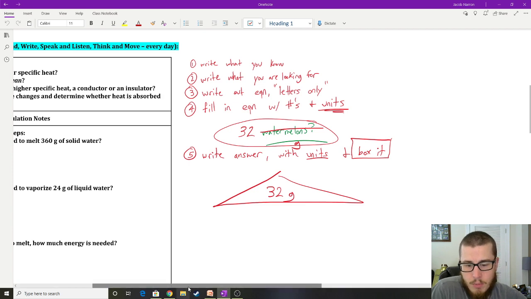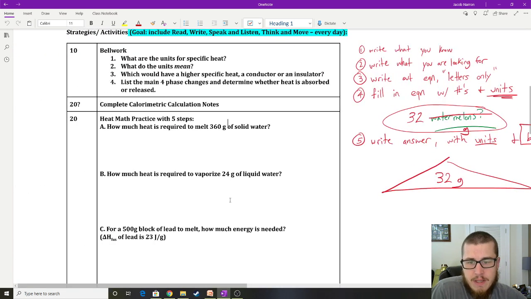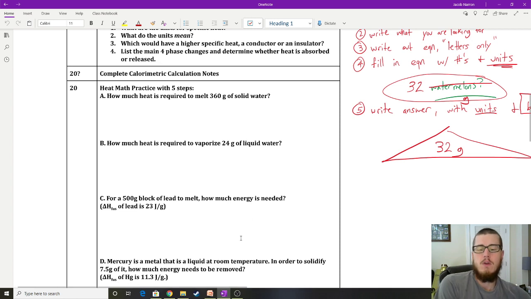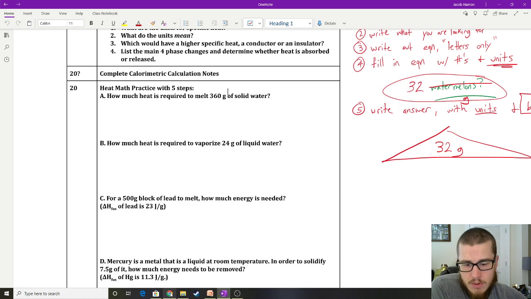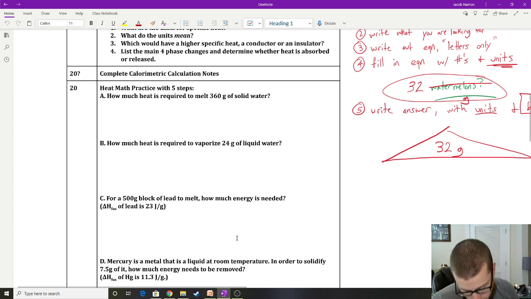All right, let's take a look at these problems now that you know what my expectations are. So here we go. Let me check to make sure everything's running the way it should. I'm sharing screen. Apparently, there's one person on here. All right, here we go. Problem number 1, or problem number A. It says, how much heat is required to melt 360 grams of solid water? I guess now is a good time to show you that we really only got 3 equations.